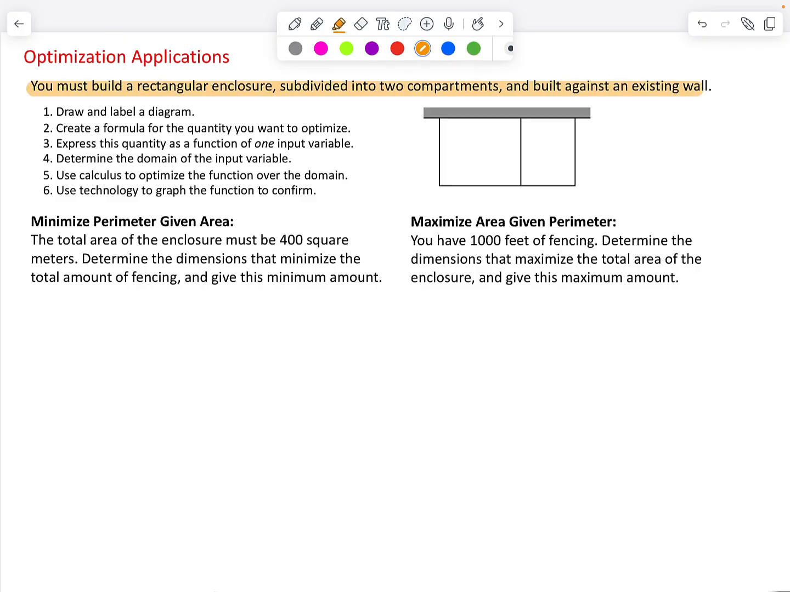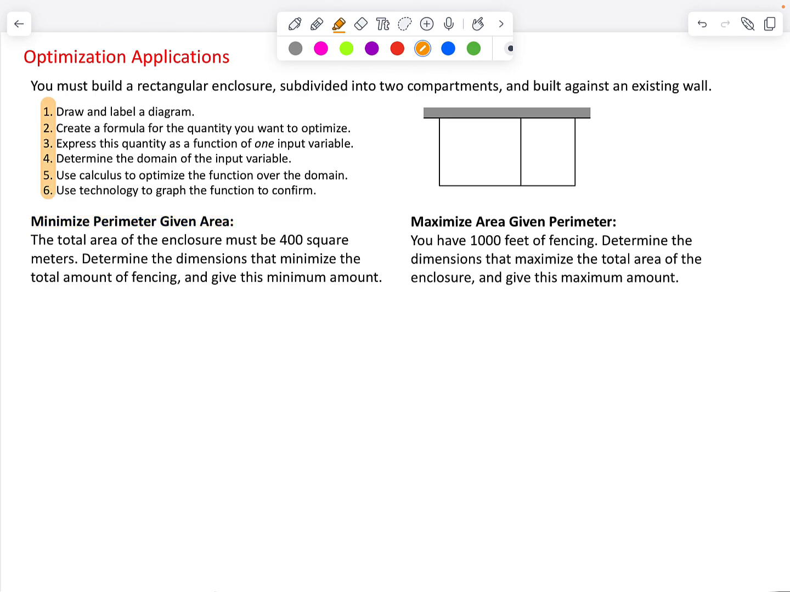Now you must build a rectangular enclosure subdivided into two compartments and built against an existing wall. There are two tasks on this page. The first task is to minimize perimeter given area. The total area of the enclosure must be 400 square meters. Determine the dimensions that minimize the total amount of fencing and give this minimum amount.